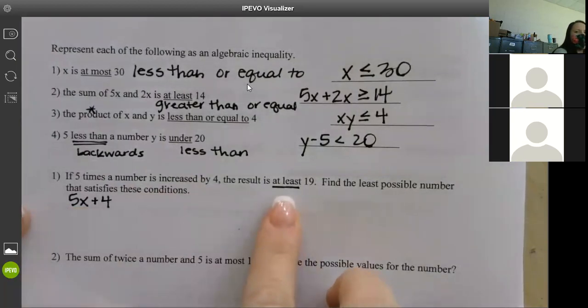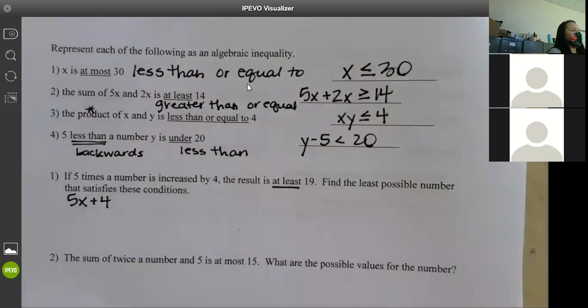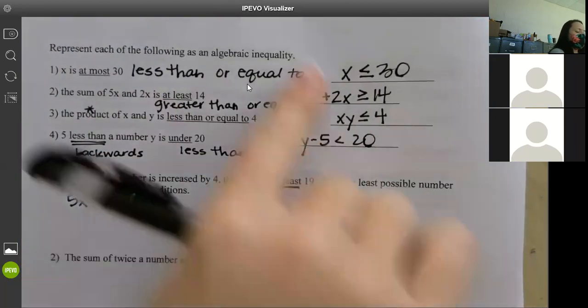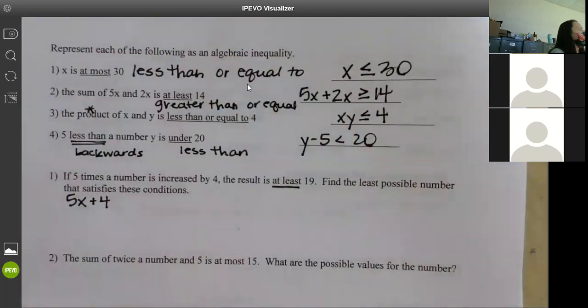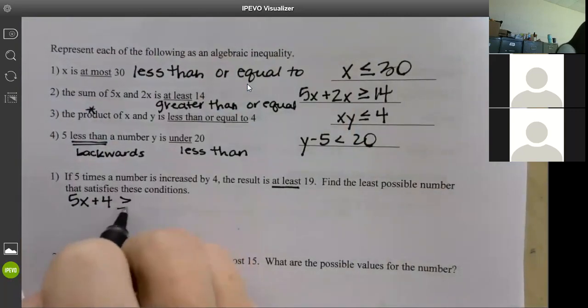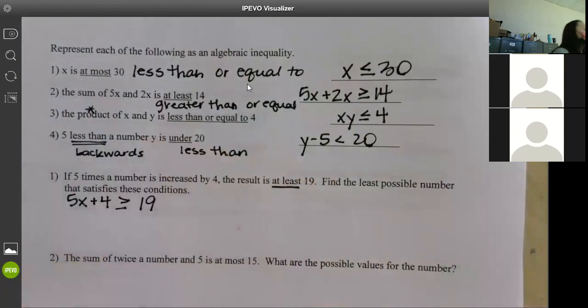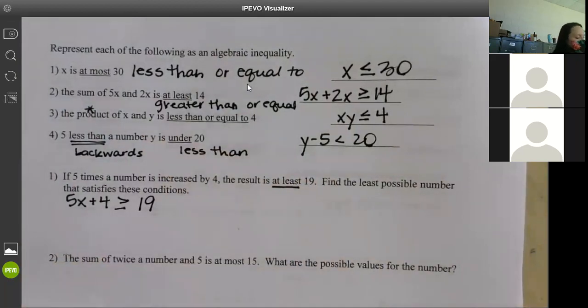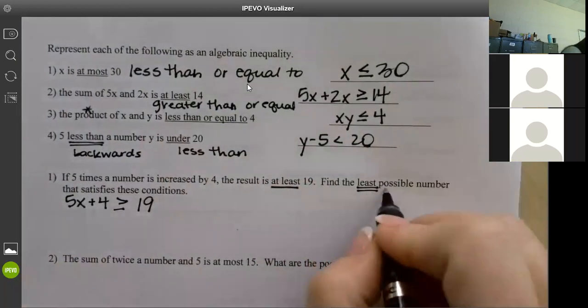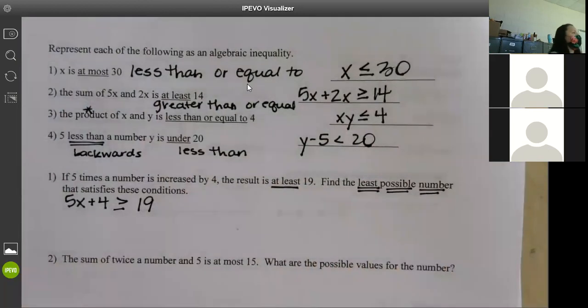What was our inequality for at least? Our inequality is going to be less than, greater than, less than or equal to, or greater than or equal to. Go back up here. Which one did we use for at least? Greater than or equal to 19. So use your cheat sheet. All right. Now we just solve it, and it says find the least possible number. Least possible number. And we'll talk about that when we finish.